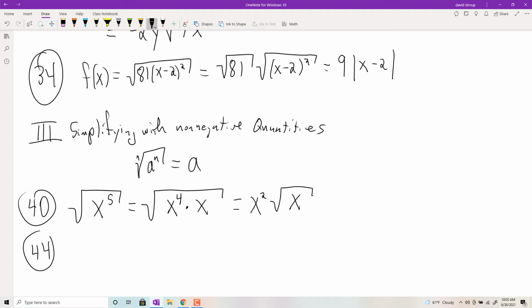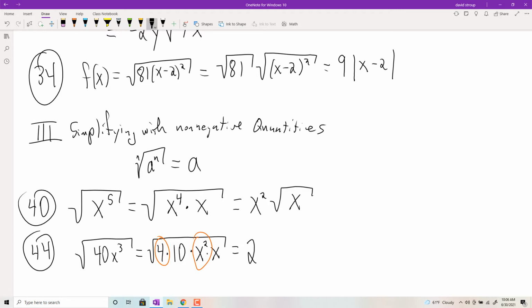Let's try another one. So I have square root of 40 x cubed. Okay, so I'm going to factor this. 4 is a perfect square times 10, and then x cubed I'm going to rewrite as x squared times x. And then you see, all right, this guy is a perfect square, this guy's a perfect square. I'm going to march those guys out. Square root of 4 is 2. Square root of x squared is just going to give me x. And then I have the leftover parts inside my root. Okay.